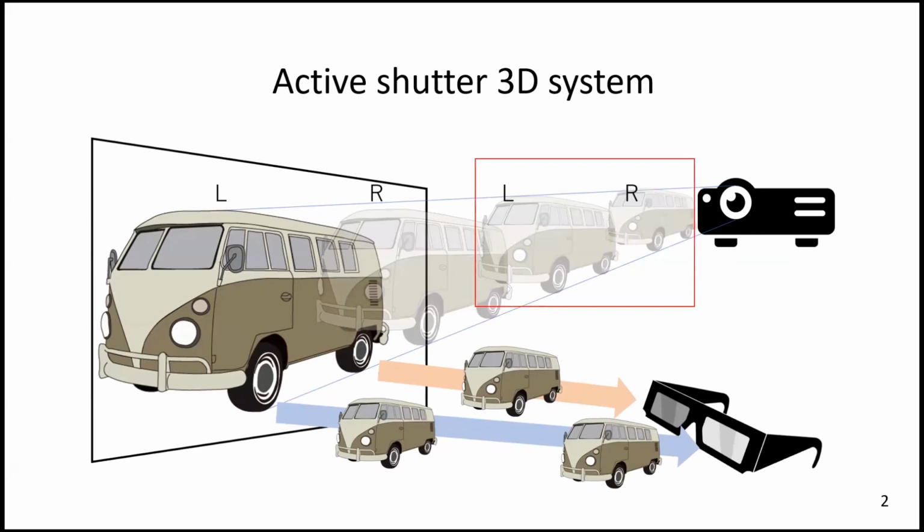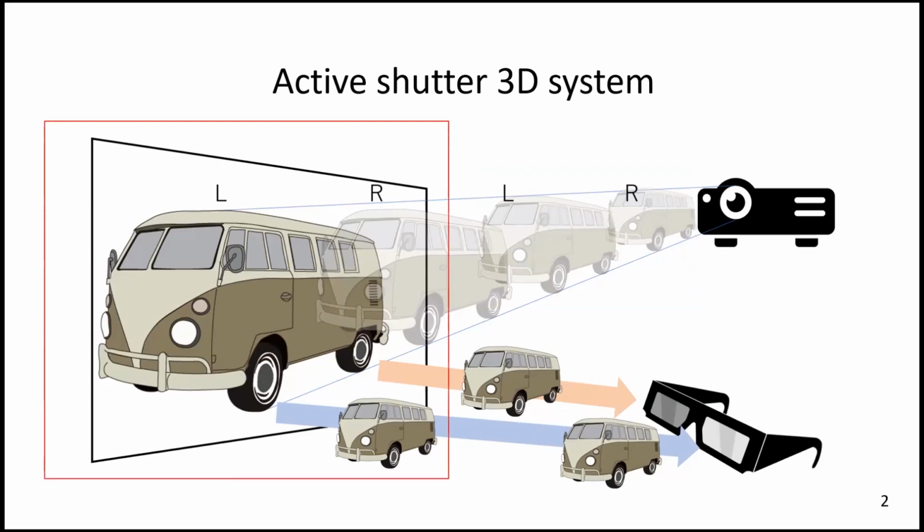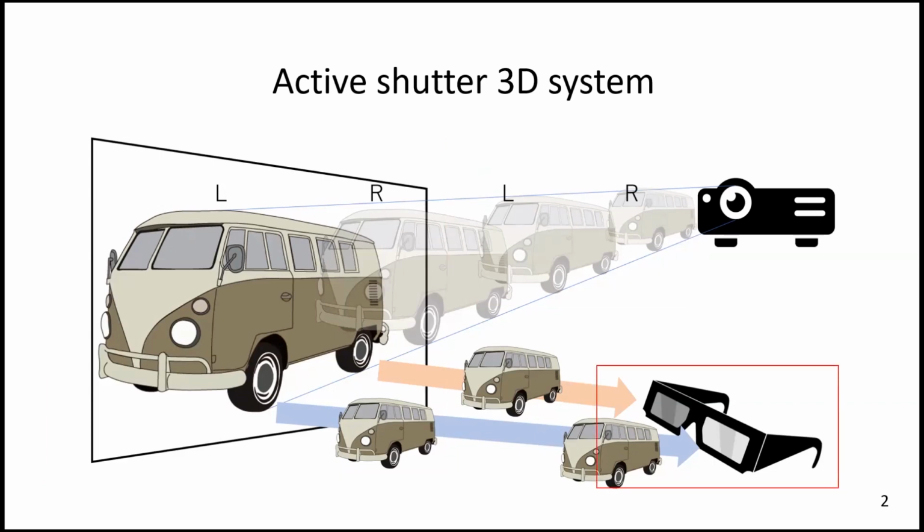This system uses two images, one for the left eye and the other for the right eye. These two images are projected alternately at high speed through a specialized projector. By using polarizing glasses synchronized with the projector, viewers can see only the left eye image when their left eye is open, and only the right eye image when the right eye is open, enabling 3D viewing.